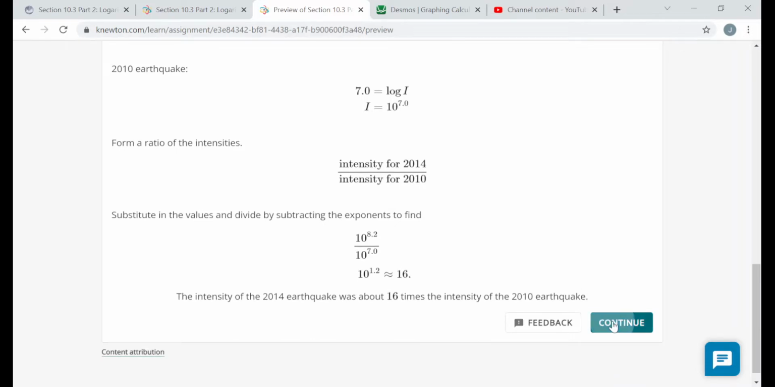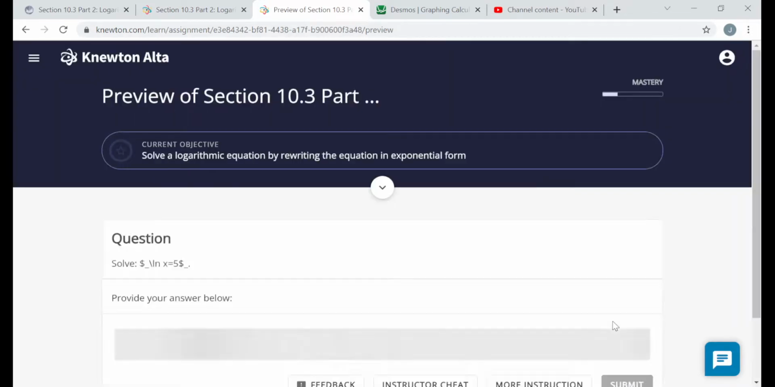All right, next question. So you saw me just solve some logarithmic equations by changing to exponential form. And that's exactly what this objective is about. Solve a logarithmic equation by rewriting the equation in exponential form, which you should know how to do from section 10.3 part 1. So I'm not going to go into all that again. I'm just going to change it.